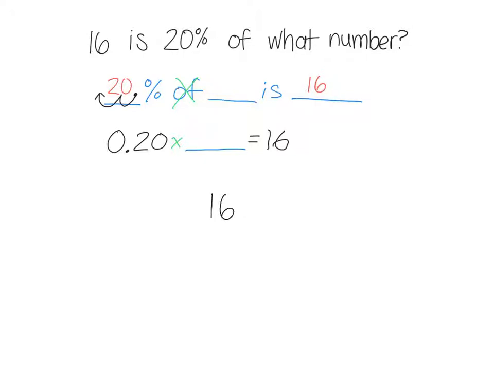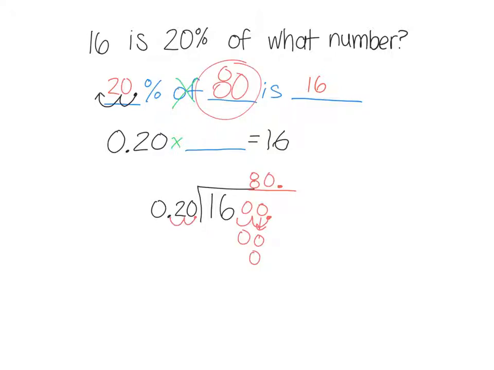We're going to divide 16 divided by 20 hundredths. Go ahead and solve what this equals. Pause the video, solve, and play the video again when you have your answer to check to see if you're right. Hopefully you got your answer to be 80. 16 is 20% of what number? 80. If you got that wrong, compare your work to mine and see if you can figure out where you made your mistake.